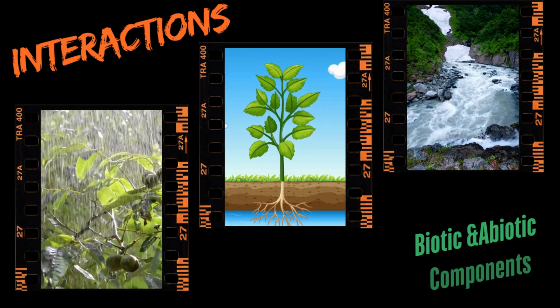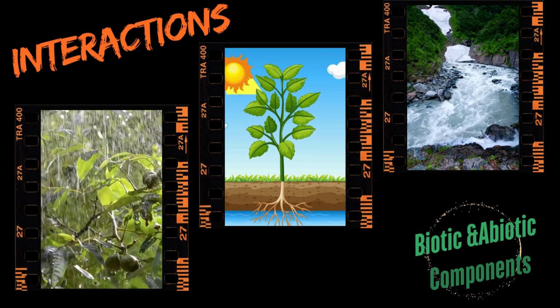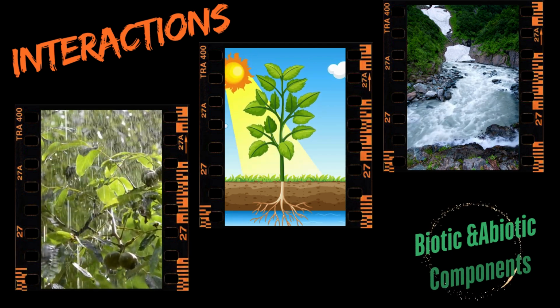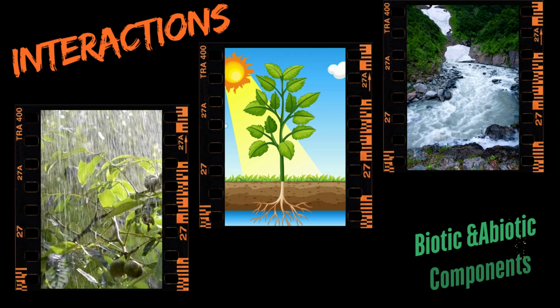Plants take in water from the soil and they release it into the atmosphere, and this provides moisture for more rainfall.